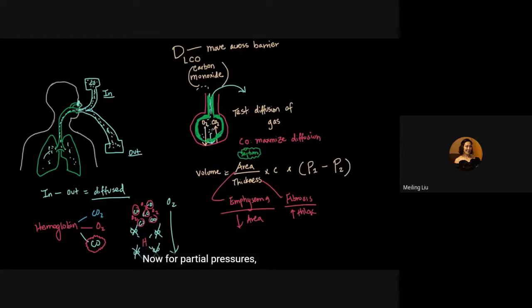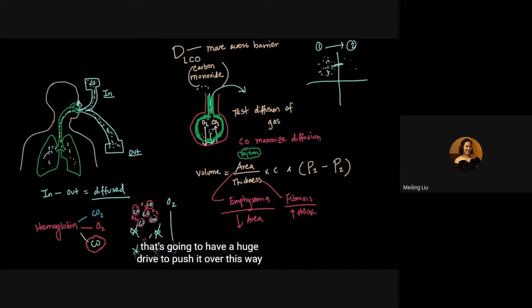Now for partial pressures, I find the concept a little confusing. Let's try to look at it this way. Say there's a barrier, and you're a certain gas, and you want to go from area 1 to area 2. Now how willing this gas is to make its way over here depends on how much of it is on either side of this barrier. Say in the first scenario, if there's a ton of particles in the first area, and only 1 or 2 here, let's say 4 particles there, that's going to have a huge drive to push it over this way because the partial pressure of P1 is really high and the P2 is really low. So this absolute difference between the two is a driving force.